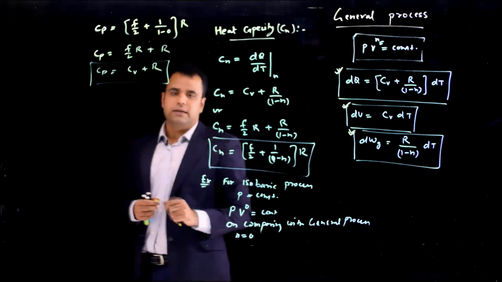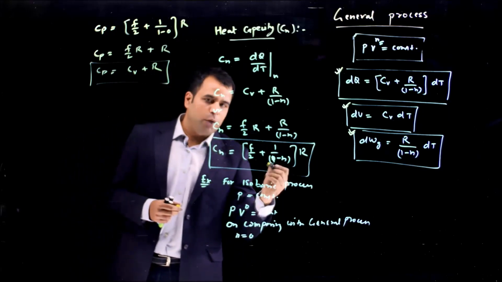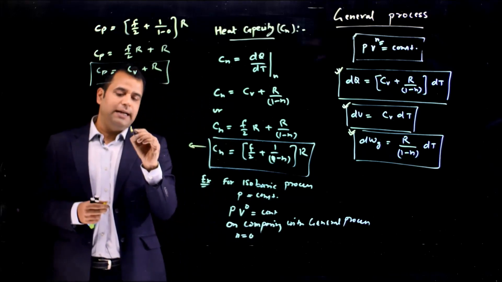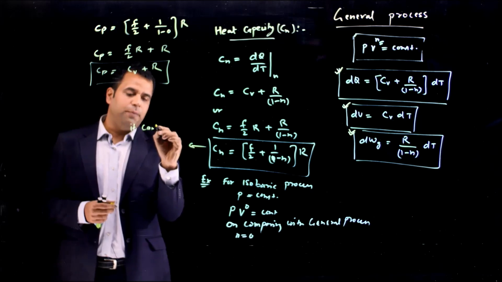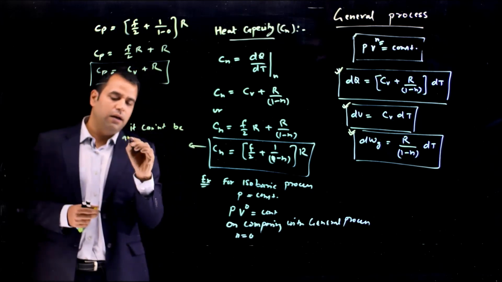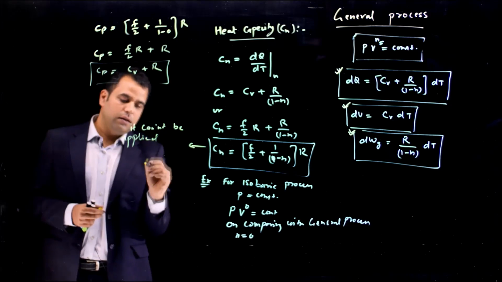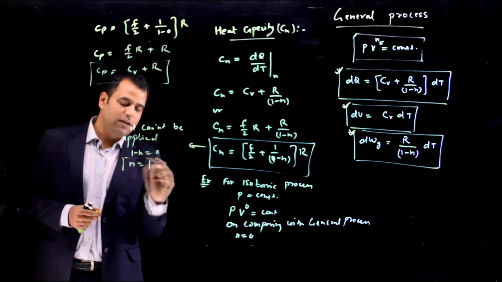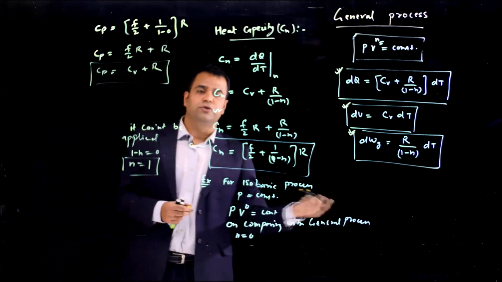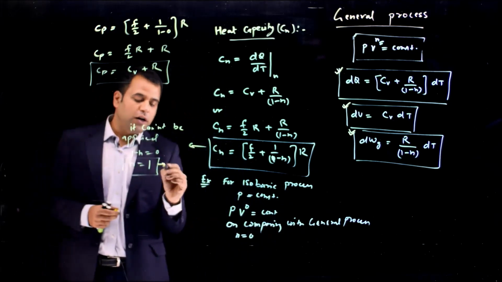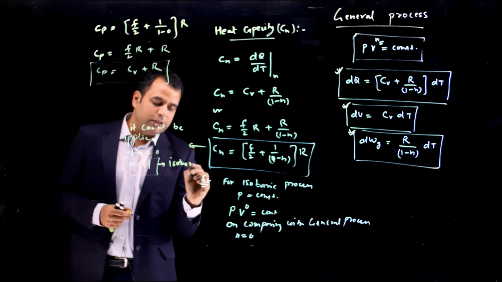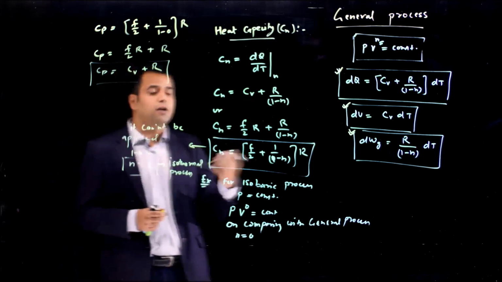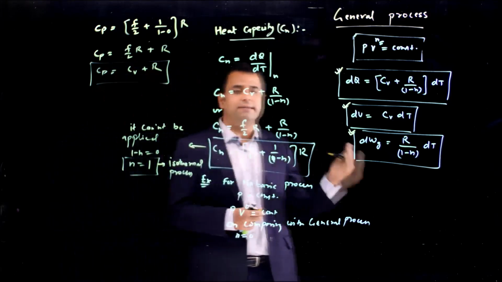There is only one single problem here. That problem is that in the denominator you have 1 minus n. So this formula cannot be applied when 1 minus n becomes 0, or you can say n becomes 1. So n is 1 for an isothermal process, whereas for P equal to constant, n is 0. So for the isothermal process, this general process cannot be applied. There you have to memorize the formulas separately.